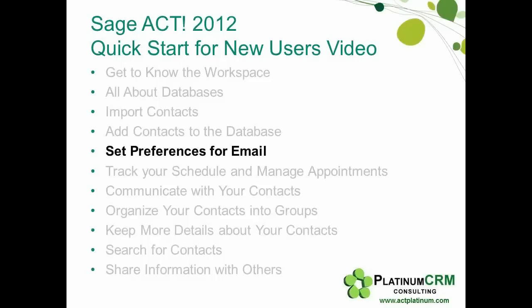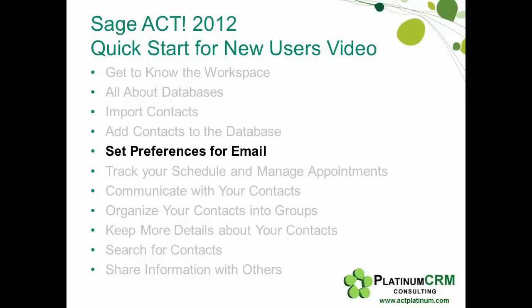Set preferences for email. You can set preferences to make Sage Act 2012 work the way you want. Some of the preferences you can set include setting up an email system to use with Sage Act 2012, selecting which word processor to use when writing letters, either the Act word processor or Microsoft Word, changing the colors and fonts on the views and tabs, selecting a view that opens when you start Sage Act 2012.